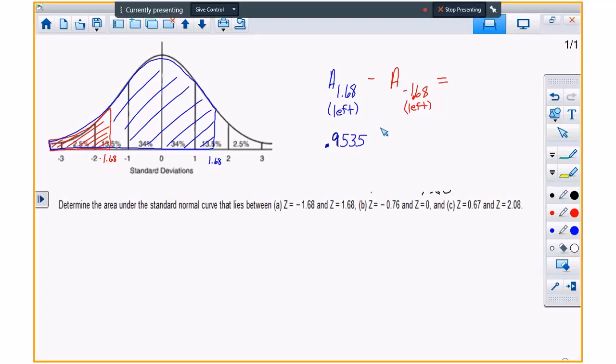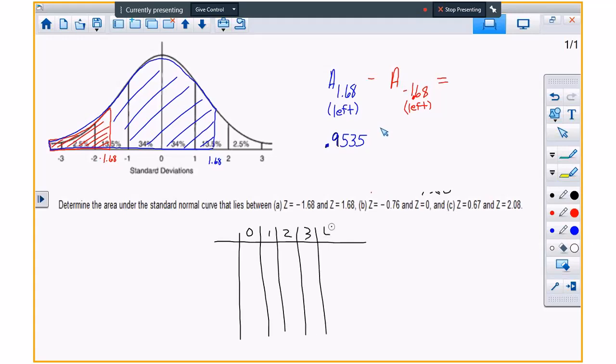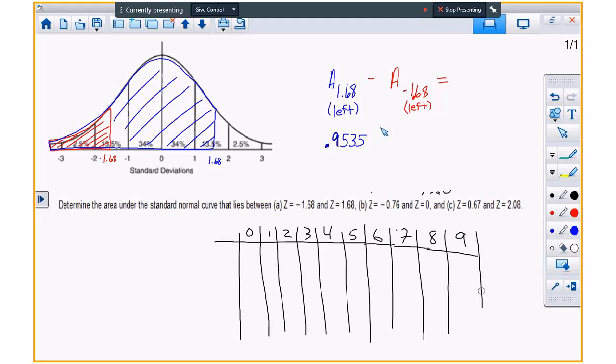Your table looks something like this. At 0, 1, 2, 3, 4, 5, 6, 7, I think up to 9. Because how many cents are in a dime? 10 cents. Well, there's 10 right there. All right, then you got 1.0, 1.1, 1.2 down to, we'll say 1.68, 1.6.